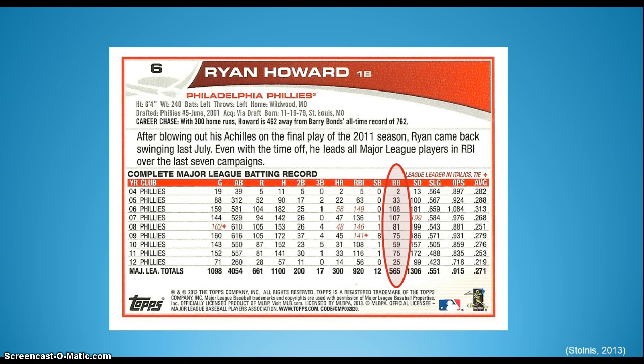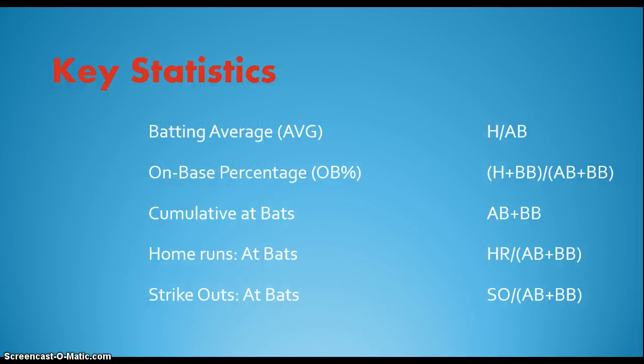BB stands for base on balls, or the number of times the player was walked in that season. SO stands for strikeouts, or the number of times the player struck out in that season. You may use these statistics and others to determine which players will be best for your team. You will have a list of players and their statistics to look at. These are some key statistics that may help you decide which players are best for your team.